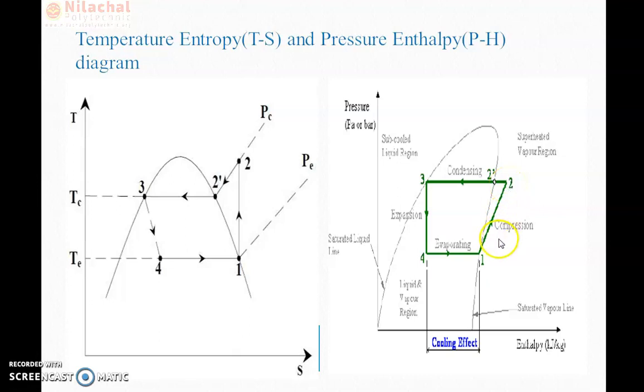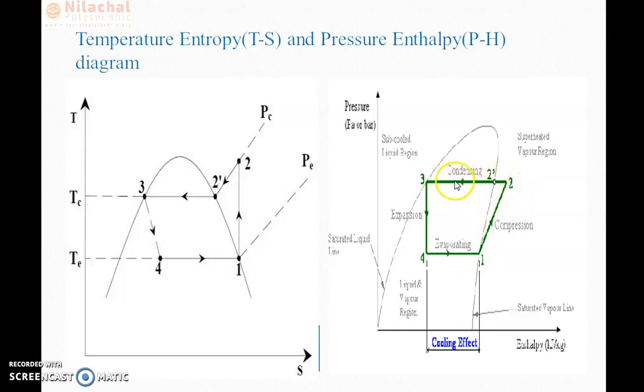1 to 2 is a compression process, and this plot is pressure versus enthalpy. During the compression process, the enthalpy will be increased. So here you observe the enthalpy increases from H1 to H2. What is enthalpy? Enthalpy is the summation of internal energy plus the product of pressure and volume. During the compression process, the internal energy will increase as well as the pressure. So the enthalpy is also increasing from H1 to H2.